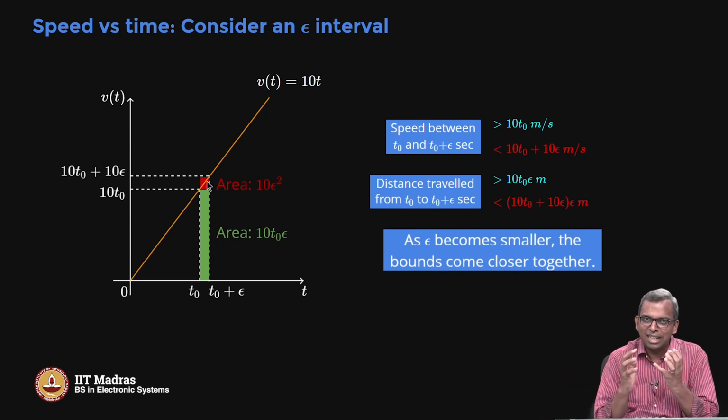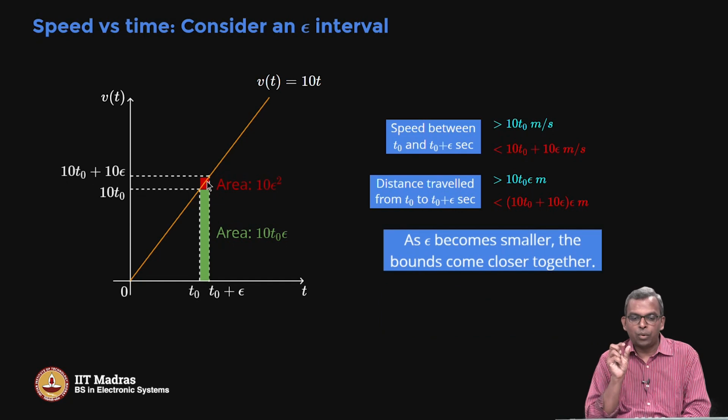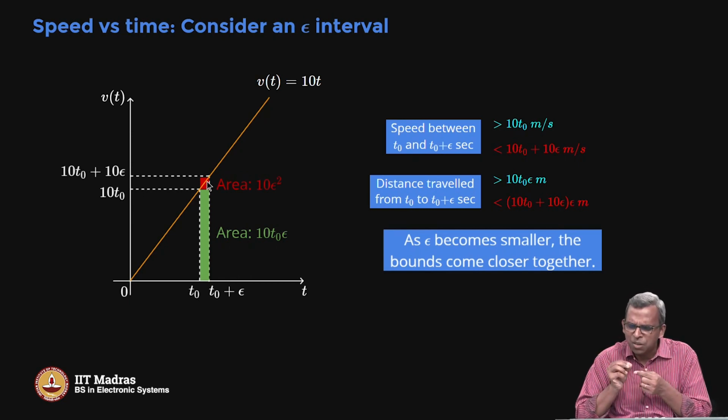As you decrease epsilon, you can see that the red area will become smaller and smaller. Okay, so this is a crucial idea in the whole notion of integration. When epsilon is very, very small, I am able to get lower and upper bounds on the distance travelled very easily. But I am really not interested in distance travelled in a small time.